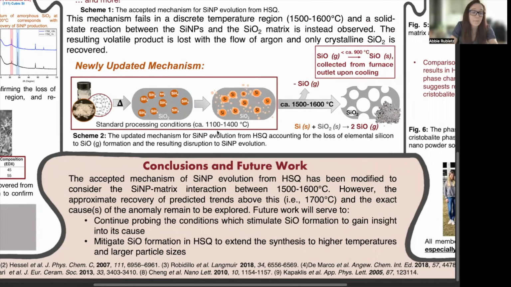We've collected a number of pieces of indirect evidence to support a solid state reaction between the silicon nanoparticles and the crystalline cristobalite SiO2 between 1500 to 1600 degrees, but the exact cause of this remains to be explored. Once this reactivity is better understood and more easily able to be controlled, we hope to find a way to mitigate silicon monoxide formation in HSQ and extend this particle synthesis to a wider variety of particle sizes.